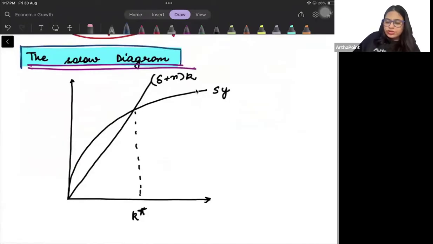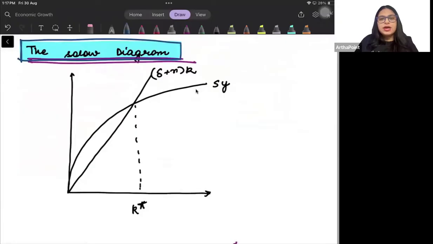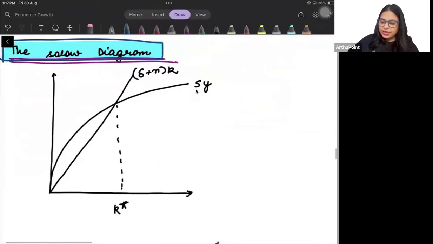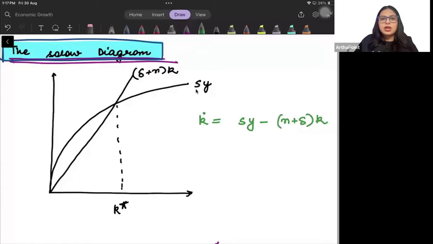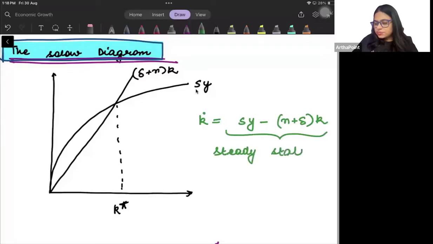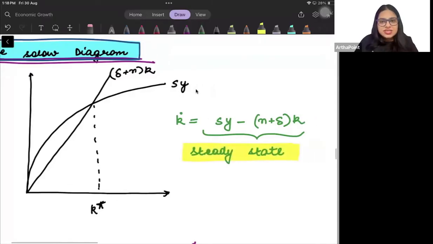The Solow diagram. Now we have got an equation of the Solow model. और हमारा equation क्या आया है? K dot is equal to sy minus (n plus delta)k. I want to solve this diagrammatically. So I define something called the steady state. What is a steady state?